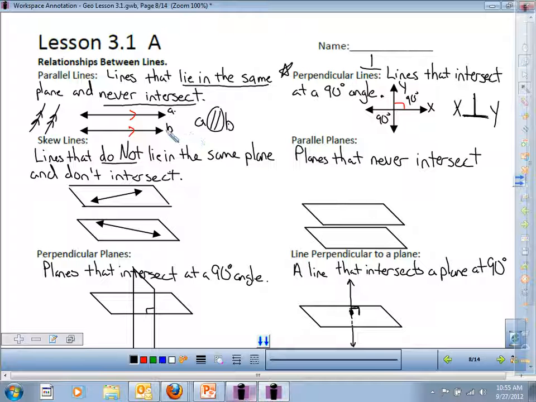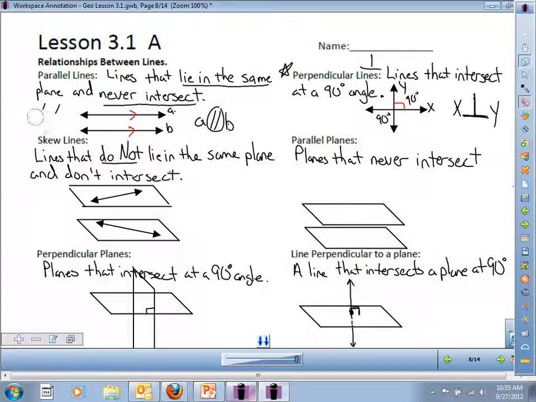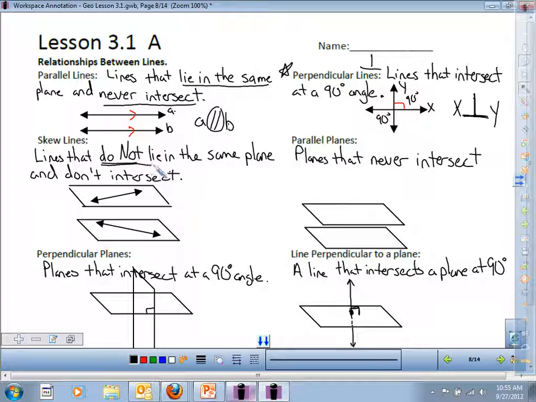Now, skew lines are going to be the confusing one. Skew are very similar to what we would call parallel. But the definition of skew lines, again, you can pause this and get these definitions written down, are lines that do not lie in the same plane. Emphasize the do not, because up here parallel lines were lying in the same plane. But here these guys do not lie in the same plane and do not intersect. So similar to parallel in the fact that they don't intersect, but they don't lie in the same plane.